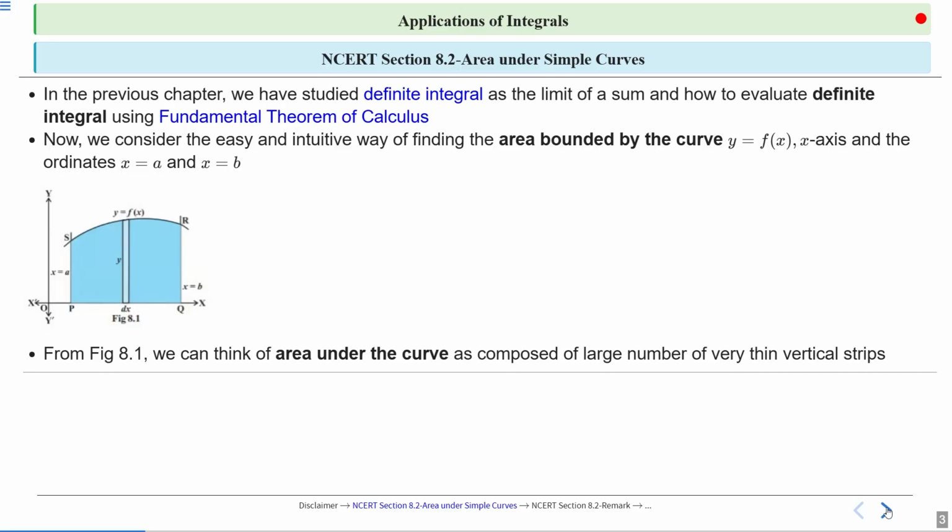So we can think of area under the curve as composed of large number of very thin vertical strips. As in figure, we can see dx and y, these are strips. So all the curve or this area can be considered as composed of large number of very thin vertical strips. So at first we find the area of this vertical strip, and then by using the integrals we find the area of the entire region.